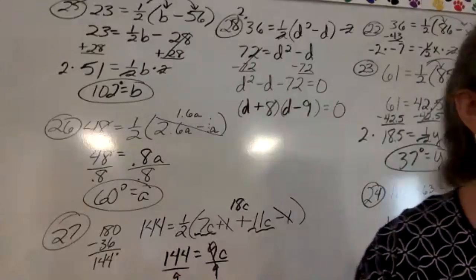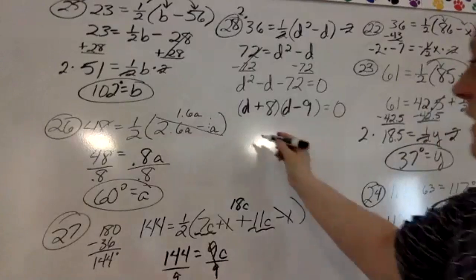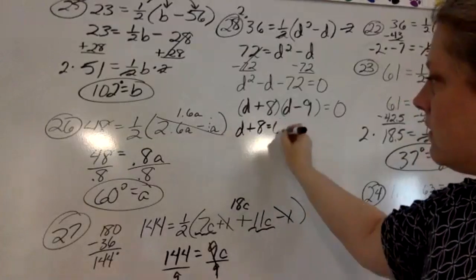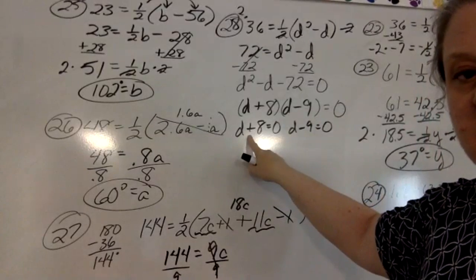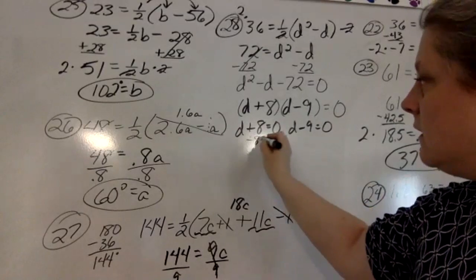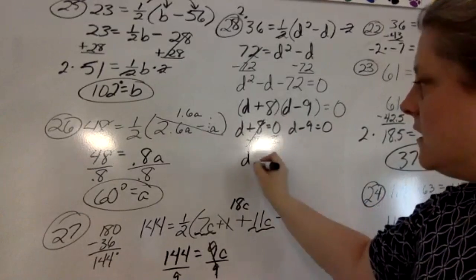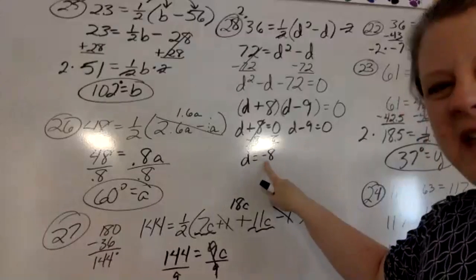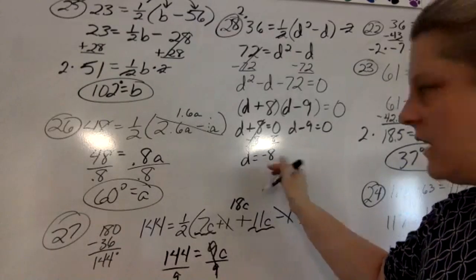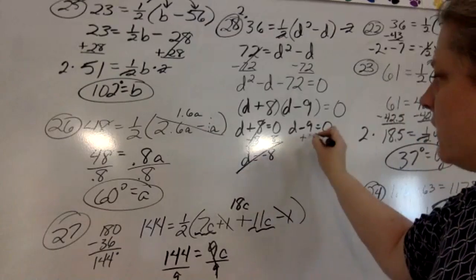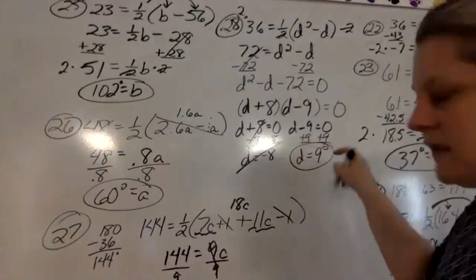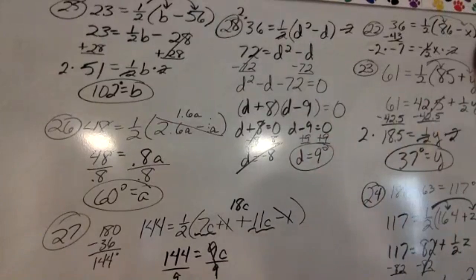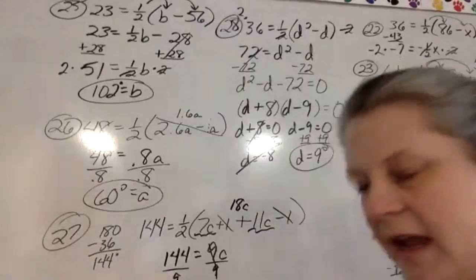Now, when you get to this point, you set each factor equal to 0. So I have d plus 8 equals 0 and d minus 9 equals 0. If I have a plus 8, to get rid of it I do what to both sides? Subtract it. So I have d equals negative 8. Now, can I have a negative number for my angle measure? No. Over here, I add 9 to both sides, and I get d equals 9. So that's the one that's going to be your answer. Okay? So everyone needs to make sure they have down through 28.